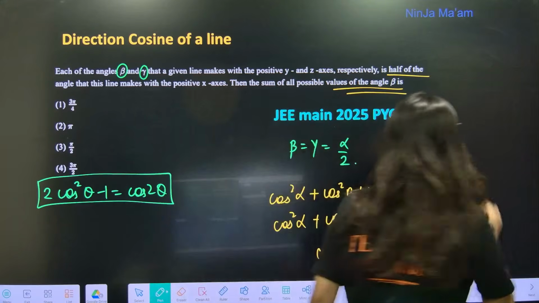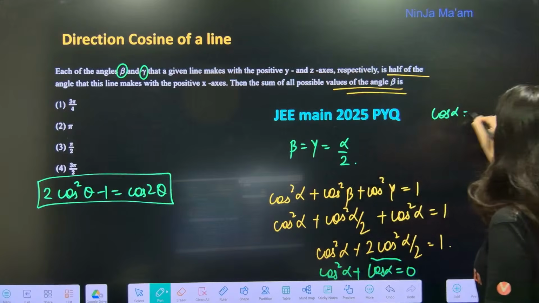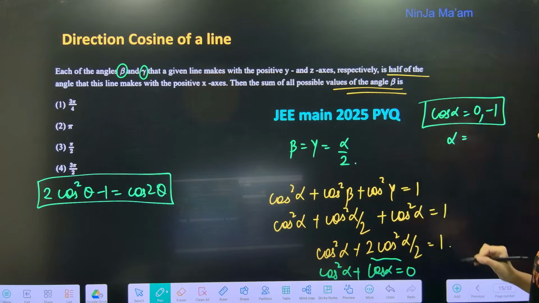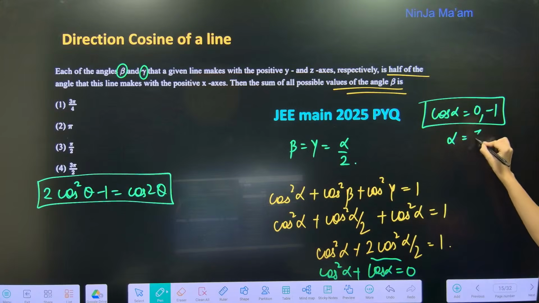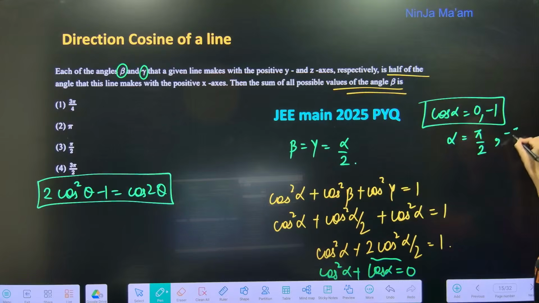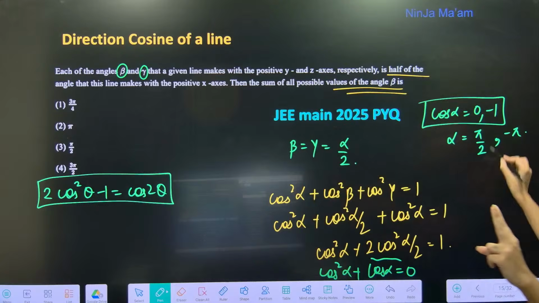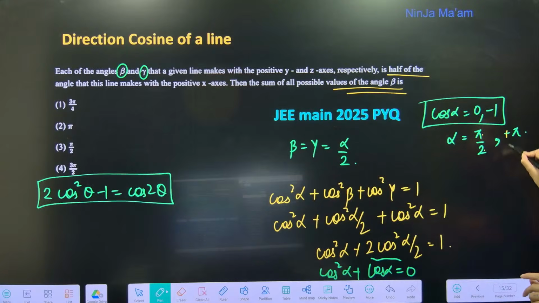So clearly from here, cos alpha will be 0 comma minus 1. That means alpha would be what? Tell me. So cos alpha 0 means pi by 2, and cos alpha minus 1 means pi. Two values of alpha, clearly I am getting pi by 2 and pi.